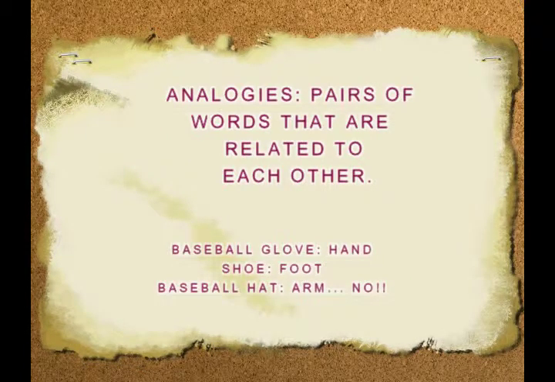So for example, baseball glove, hand, shoe, foot. So baseball glove and shoe, they are both items, whereas hand and foot, they are both body parts. But see how all those things are related. We would not say baseball hat and arm, whereas arm is also a body part just like hand and foot. It has no relation to the baseball hat.